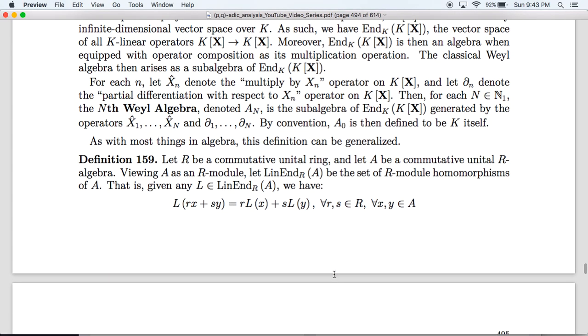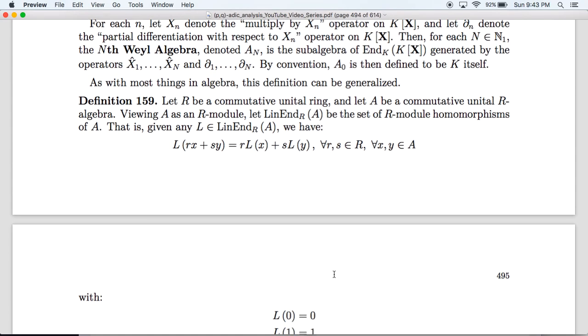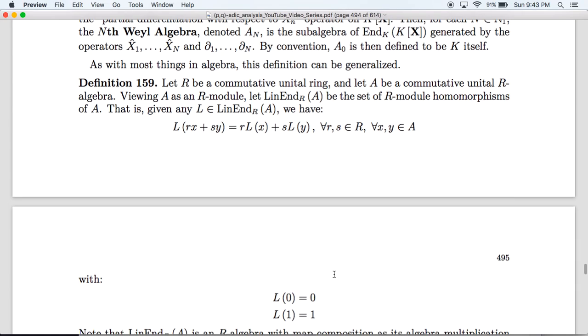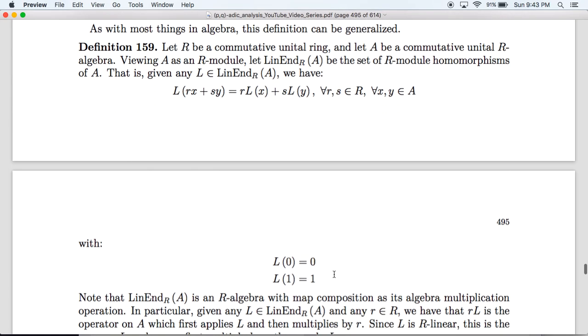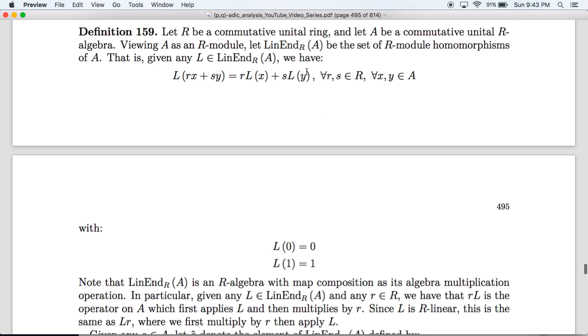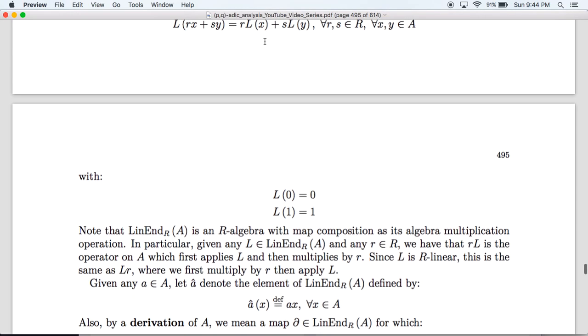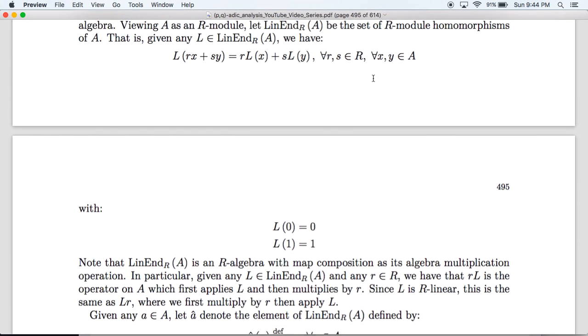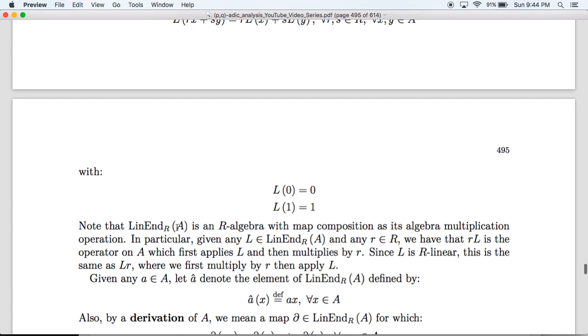As with most things in algebra, this definition can be generalized. Let R be a commutative unital ring, and let A be a commutative unital R-algebra. Viewing A as an R-module, let End_R(A) be the set of R-module homomorphisms of A. That is, given any L in this space, we have L of rx plus sy is r L of x plus s L of y for all r, s in R, and for all x, y in A. And of course, L of 0 is 0, and L of 1 is 1. This space is an R-algebra with map composition as its algebra multiplication operation.